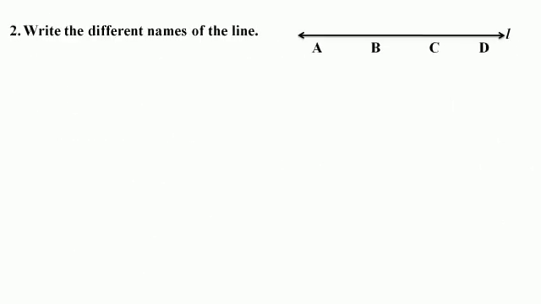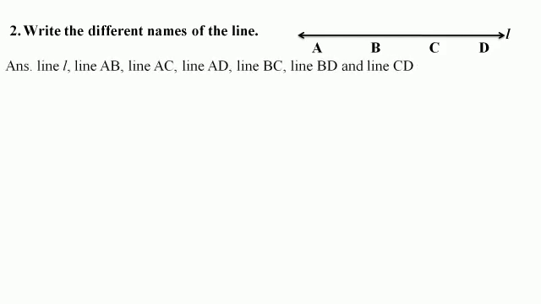Write the different names of the line. As we can clearly see in the figure, the line can be named in different ways, like line L, line AB, line AC, line AD, line BC, line BD, and line CD.